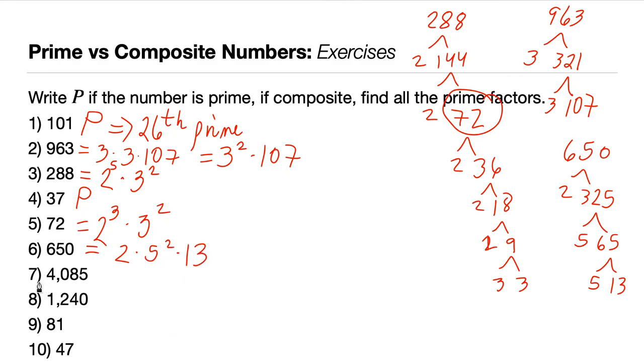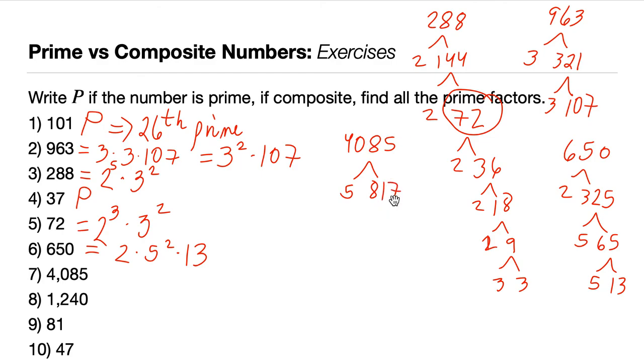Okay, how about number 7, 4085? It ends with 5, so therefore it is divisible by 5. Let's divide 4085 by 5. 40 is 8, 8 is just 1, and we have 35, which is 7.